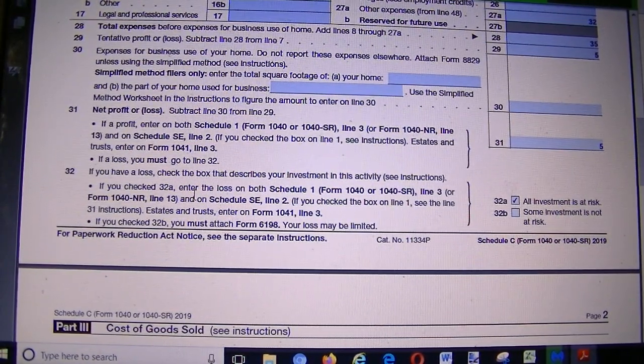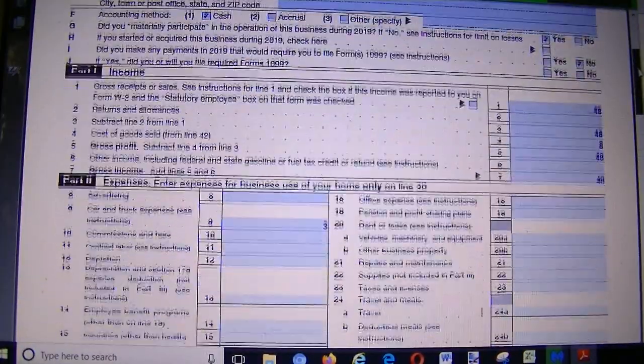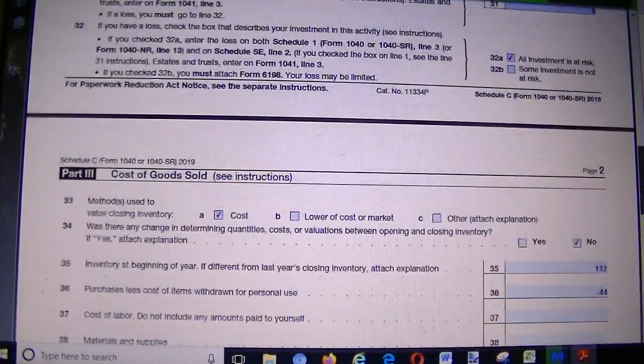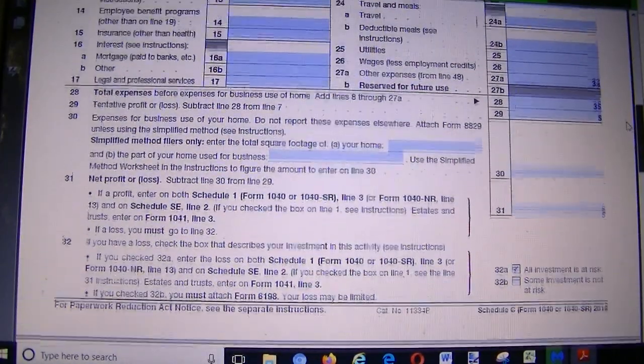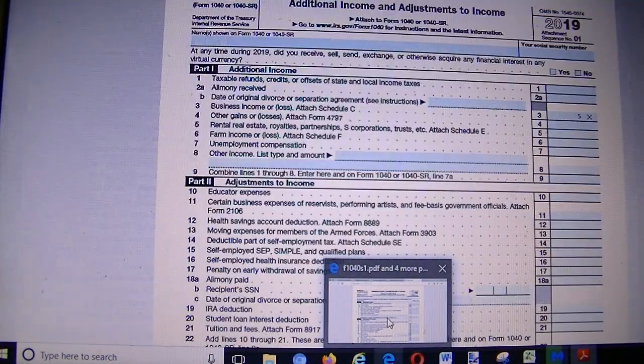Thank you for watching. That's how you fill out your Schedule C. We just fill it all out from the top all the way to the bottom, ending it here. And that's our profit, $5 from this business. That will go on our 1040 Schedule 1, line 3. Yes, line 3. And Schedule C at that stage is done.